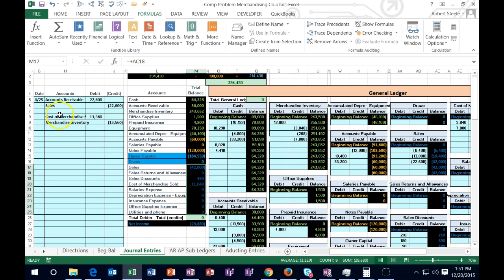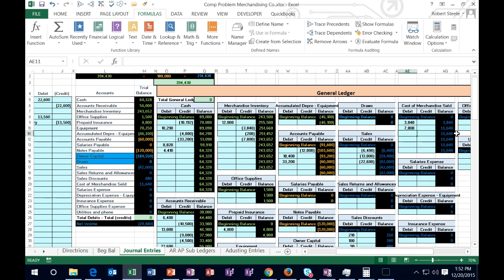Now we're going to record the other half of this, which is the cost of goods sold. Cost of goods sold on the trial balance is down here, and it's in the blue section. So we're going to look for cost of goods sold. It's a little bit out of our view. It's over here, cost of goods sold. I'm going to scroll over to see it. We're going to need a debit, so right there. I'm going to do it a little bit differently.